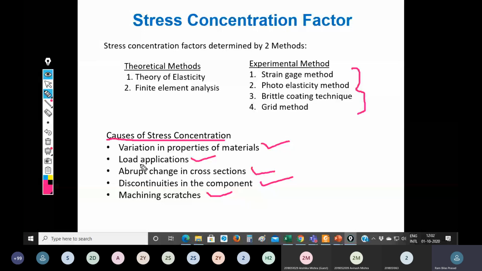Material property variation is again due to defects, blowholes, and there are different defects in material, like when you study casting, it has different defects, blowholes, and others. Due to those defects also the stress concentration occurs in the component, right?